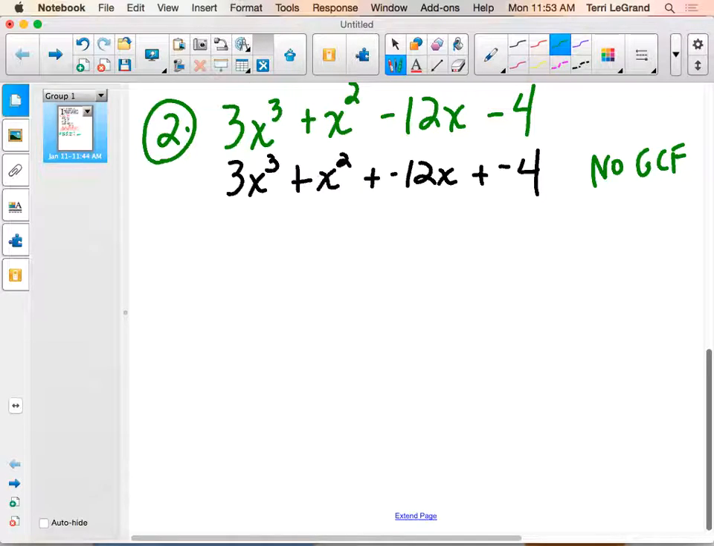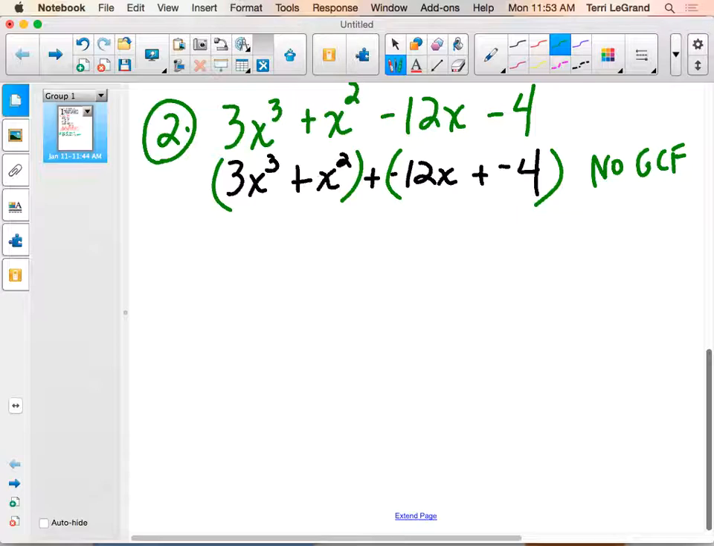We're ready then just to move on and say how many terms does it have? And which method should we use? Factor by grouping, because it's a 4-term polynomial. So we will make our groups. We've already changed our subtraction to add the opposite, so we can just stick our parentheses in and use our factoring by grouping method. Okay?